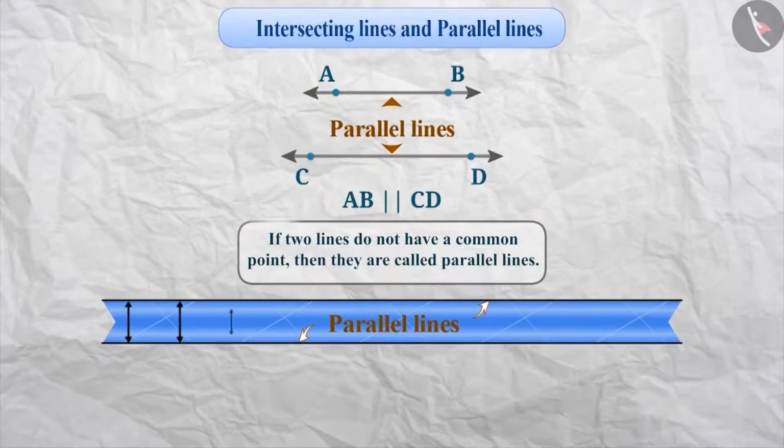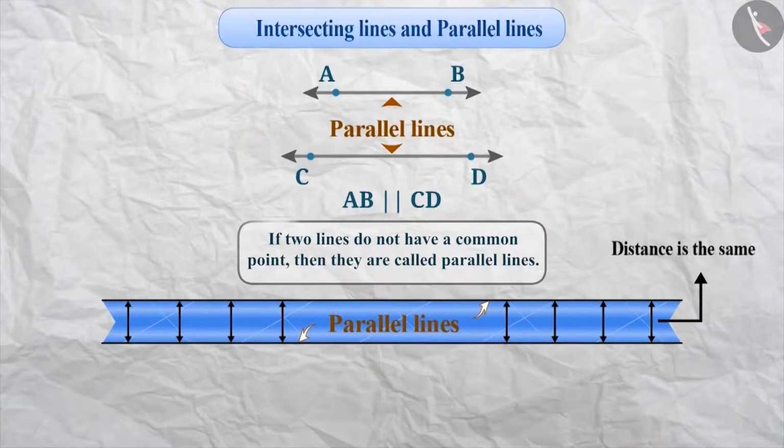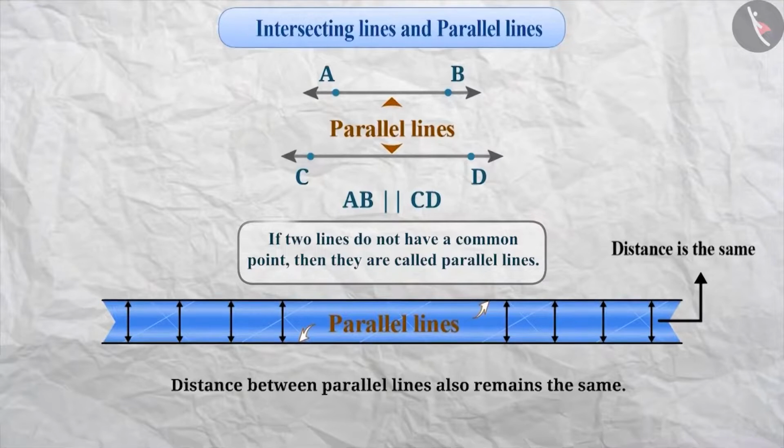Absolutely right. Since the width of the ribbon is the same, the two edges of the ribbon will never intersect, and so we can call them parallel lines. With this, we now know that the distance between both the edges will always be the same. Similarly, the distance between parallel lines also remains the same.